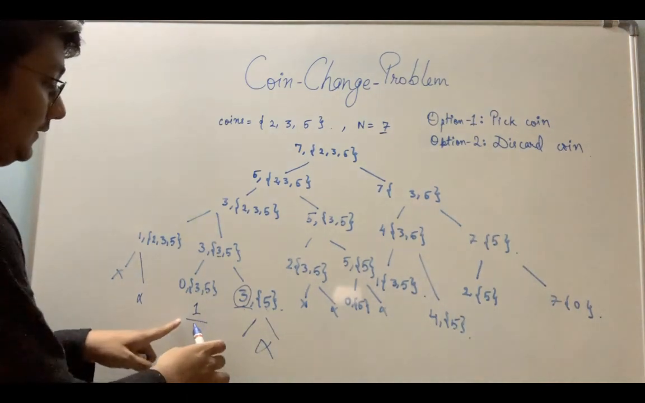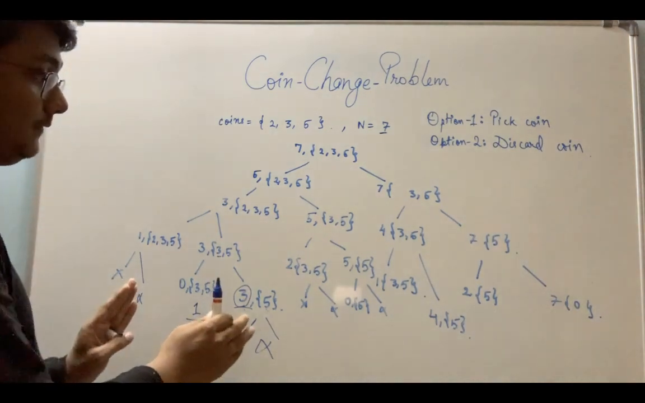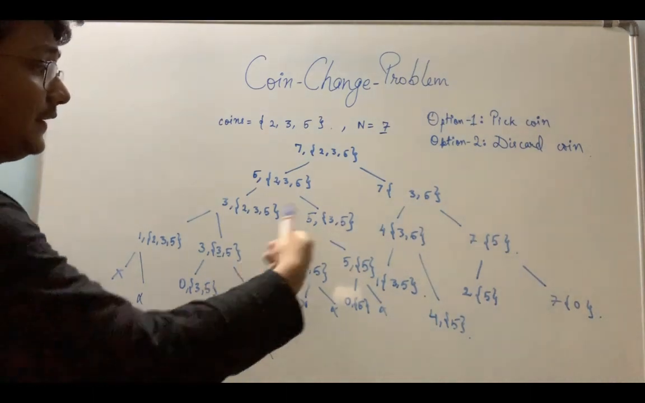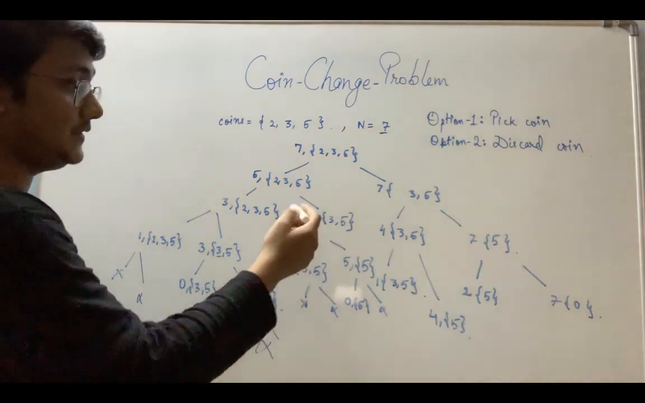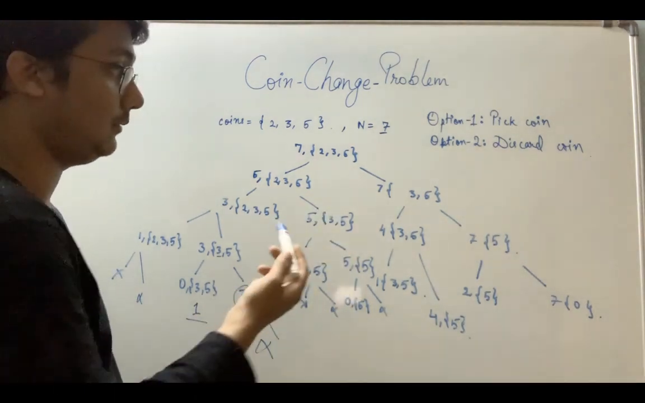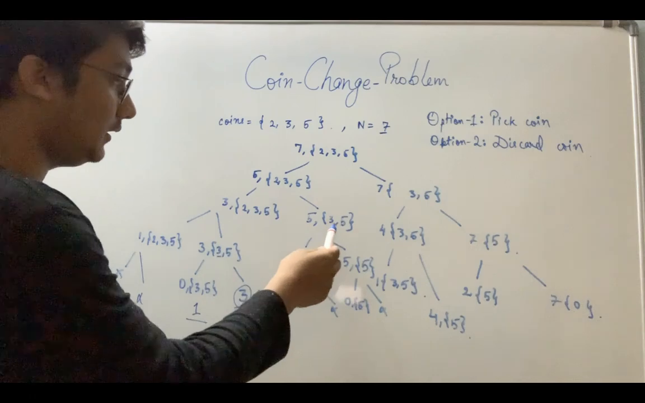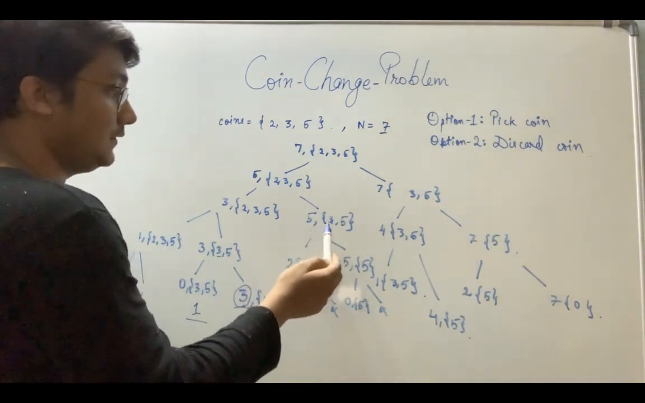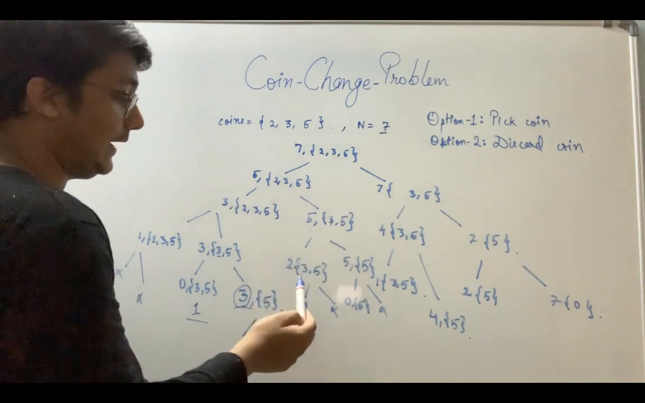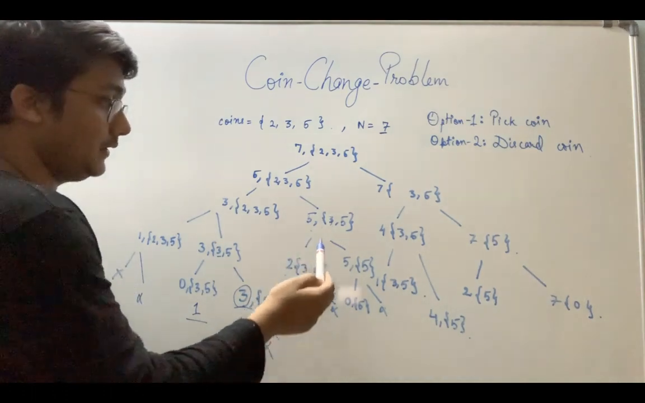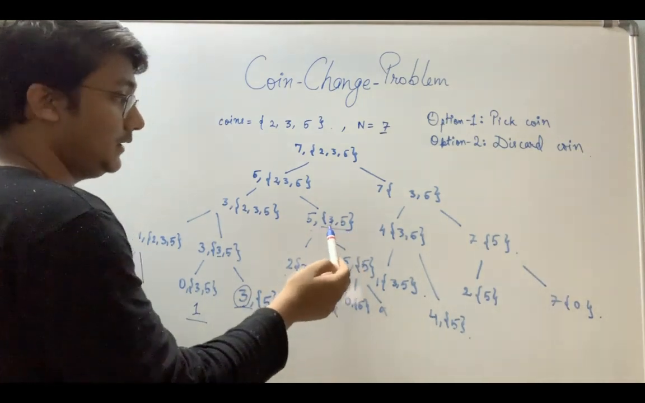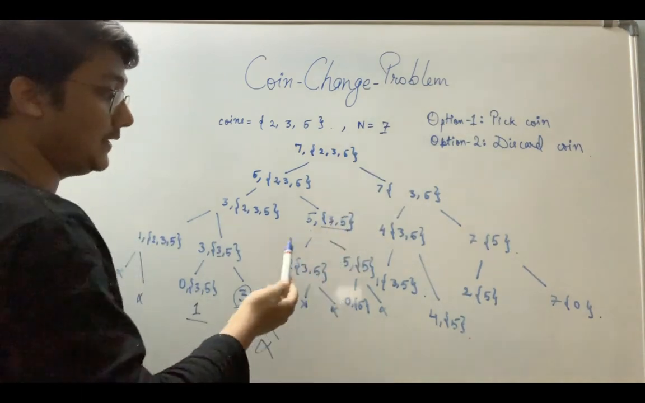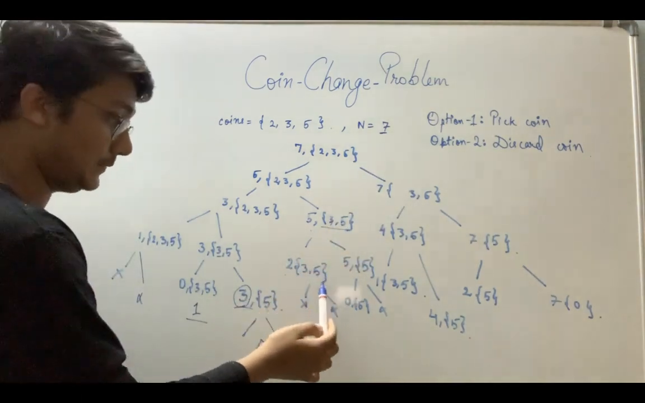Now remember that we only have one way right now figured out by which we can solve the problem. Let's go to the other half and see whether from this half there is a way to solve this problem or not. So let's go here, and we again pick 3, so we reduce 3 from 5, which makes it 2, and we also have to keep the same coin set which we have, because that's option 1. You pick the coin and you keep the same set of coins with you.